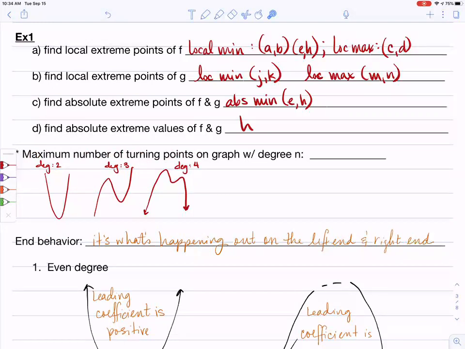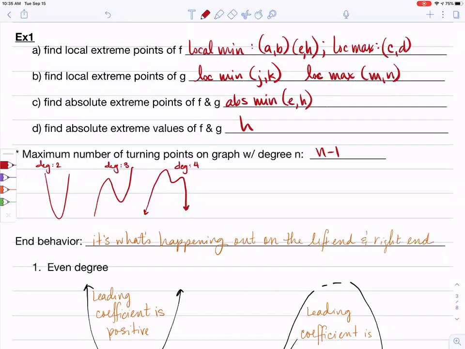Now, can we come up with a pattern here? If my degree is n, and I gave you an example of a degree of 2, a 3, and a 4, what is the maximum number of turning points? N minus 1. It's always 1 less than the degree. So what's the maximum number of turning points for a polynomial that has a degree of 17? 16. Let's hope we don't have any of those though, right?